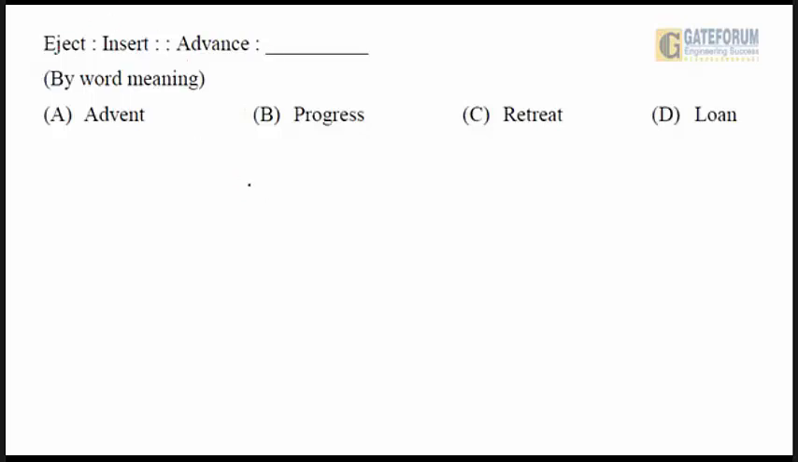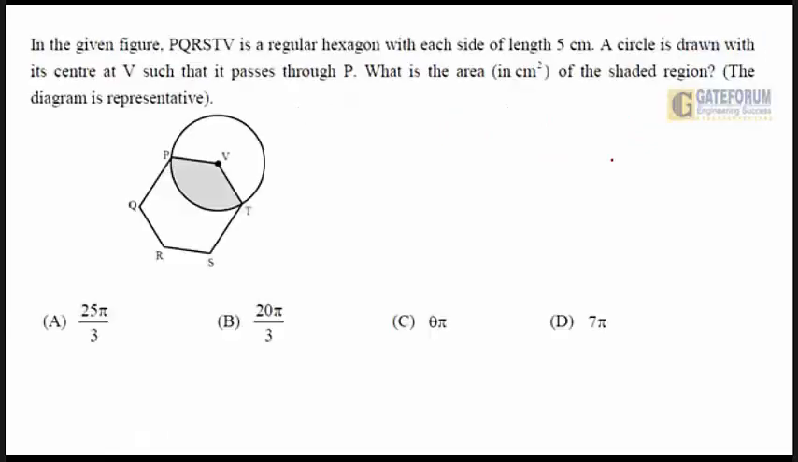So advance, what will be the opposite? Obviously it will be retreat, which will be the correct option. So the correct option would be retreat. I hope you understand advent is an entirely different meaning altogether. Progress is synonymous in meaning, and loan again is an out of the context word, right? So let's move on to the next.